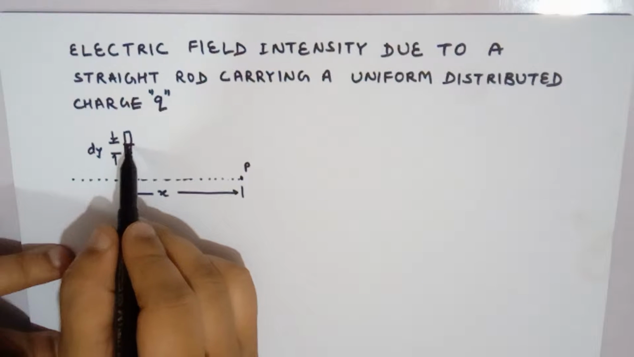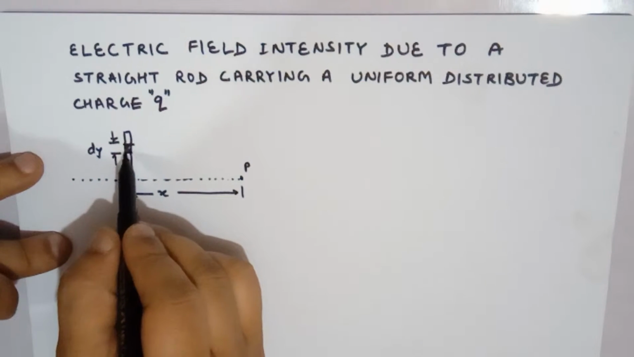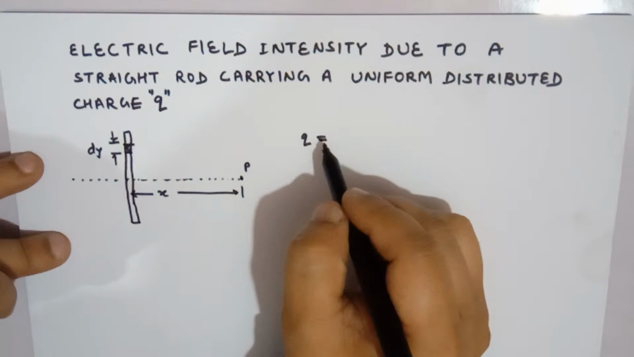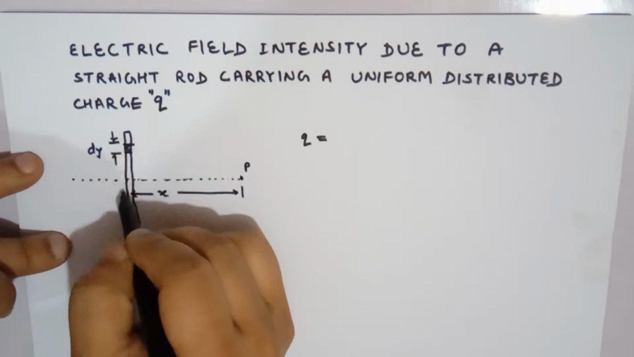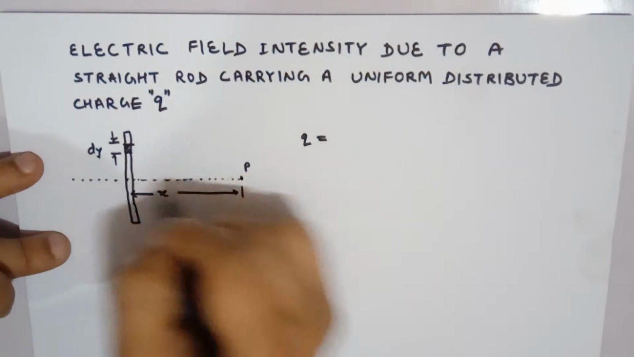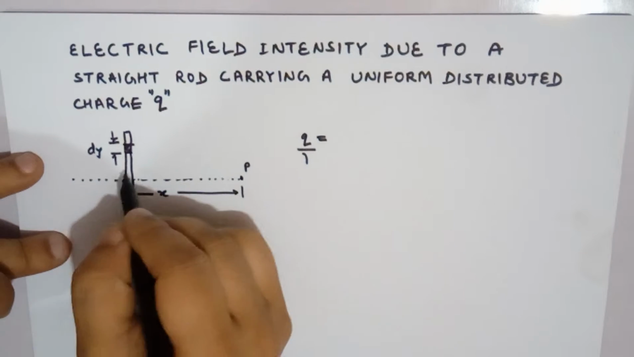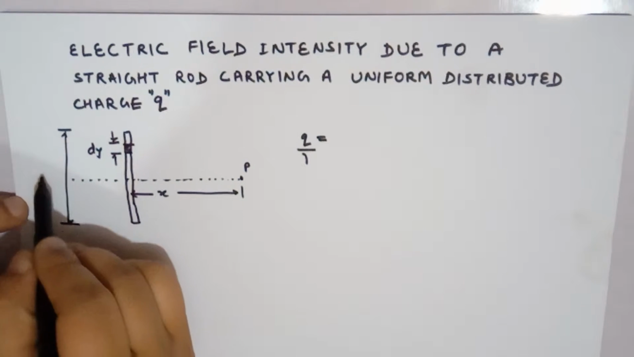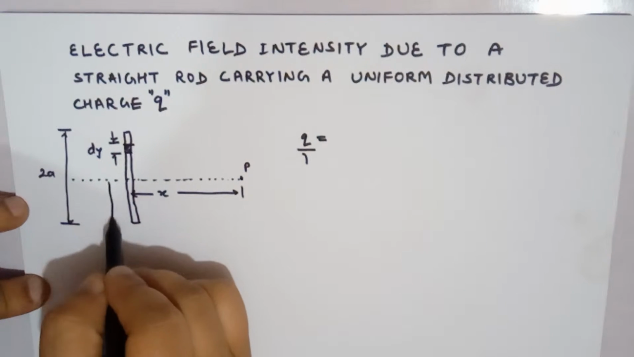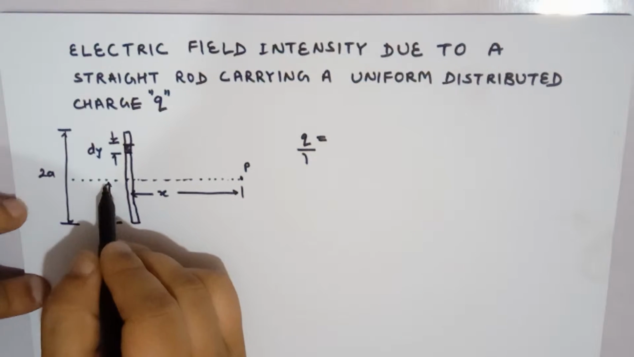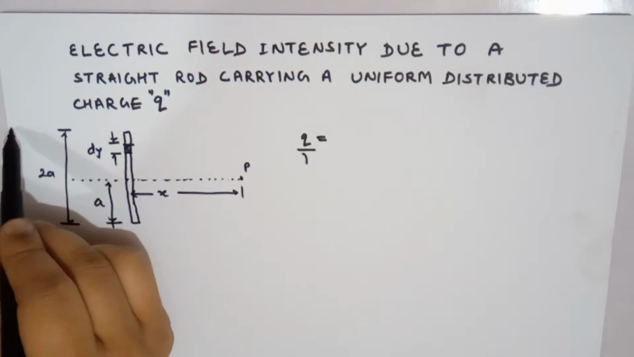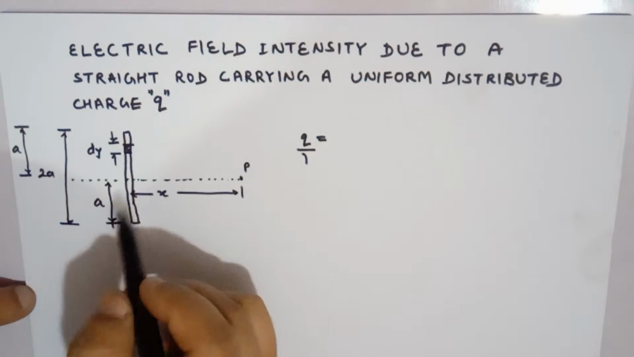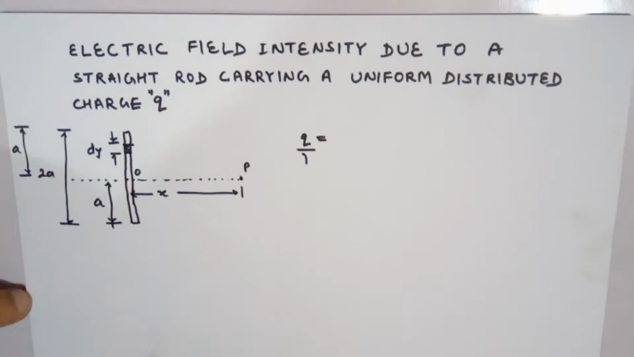So this particular portion of the rod would have a charge. Suppose q is the total charge of the rod. Here in this case we have the linear charge density. When you divide this q by the length, suppose L is the length of the whole rod, and suppose this L is 2a for the sake of simplicity. So this portion would have a length a, and this portion would have a length a, half above and below this particular point O, where O is the middle point of the rod.